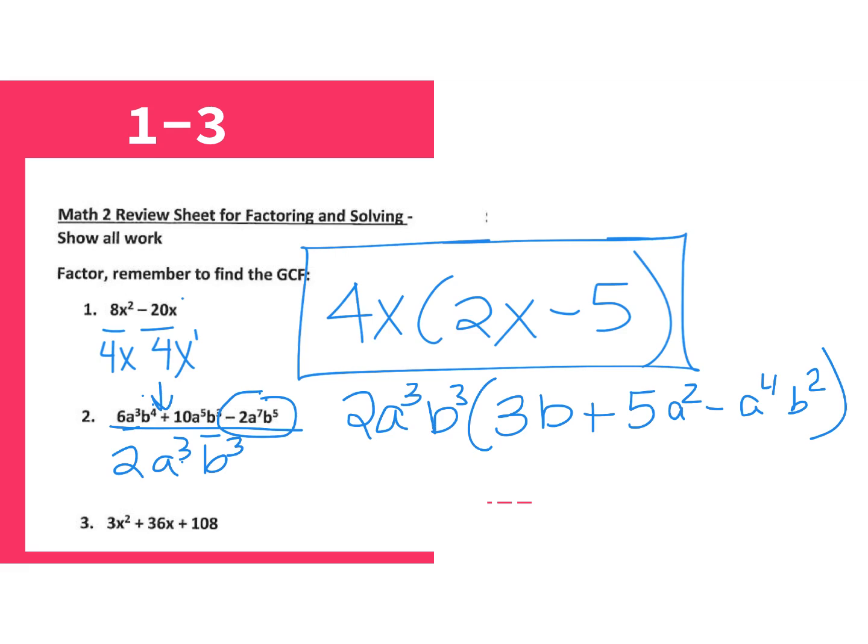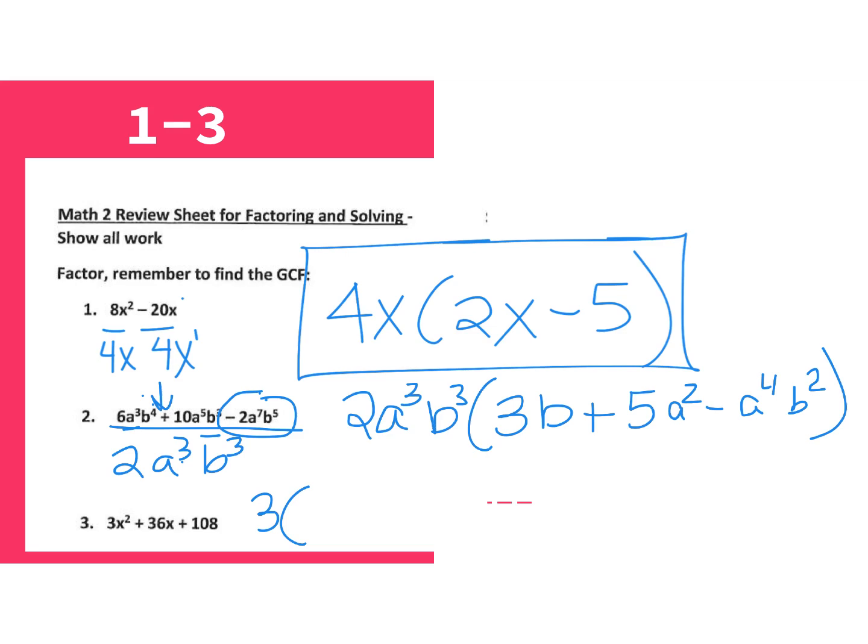All right, looking at number 3. Remember, if it asks us to factor, the first thing you look for is a GCF. So I noticed that those are all going to be divisible by 3 because they all add up to 3 or 6 or 9, which are all divisible numbers. So the GCF in this one is going to be 3. So I'm going to divide all of my terms by 3, and it's going to give me a trinomial.